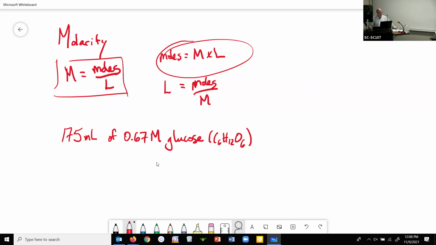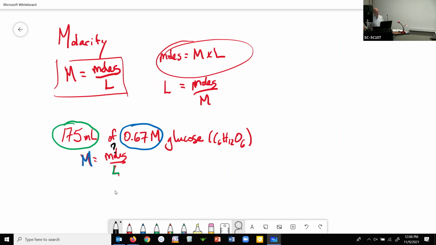So here I've rewritten the problem. 175 milliliters, 0.67 molar glucose. Molarity equals moles over liters. Here I have a quantity I can turn into a volume. That's liters. Here I have the molarity. The only thing I don't know, the only question mark, is how many moles are present. So we go through the problem and identify what information we have and try to figure out how this relationship is going to get us to that unknown quantity. In this case, we're trying to figure out the number of moles.